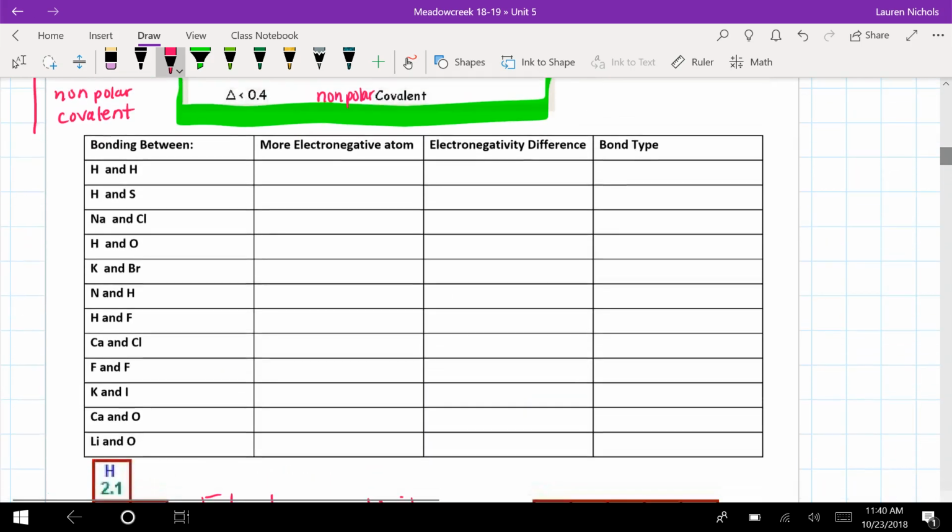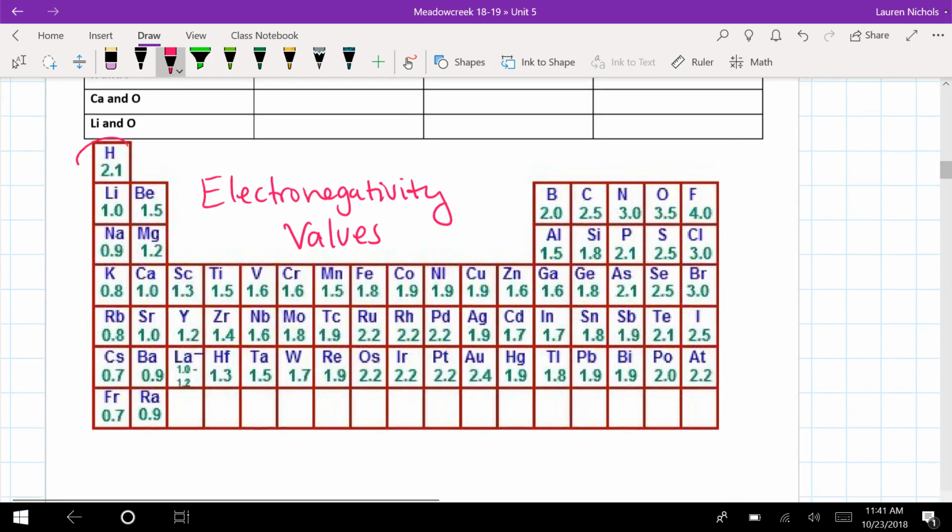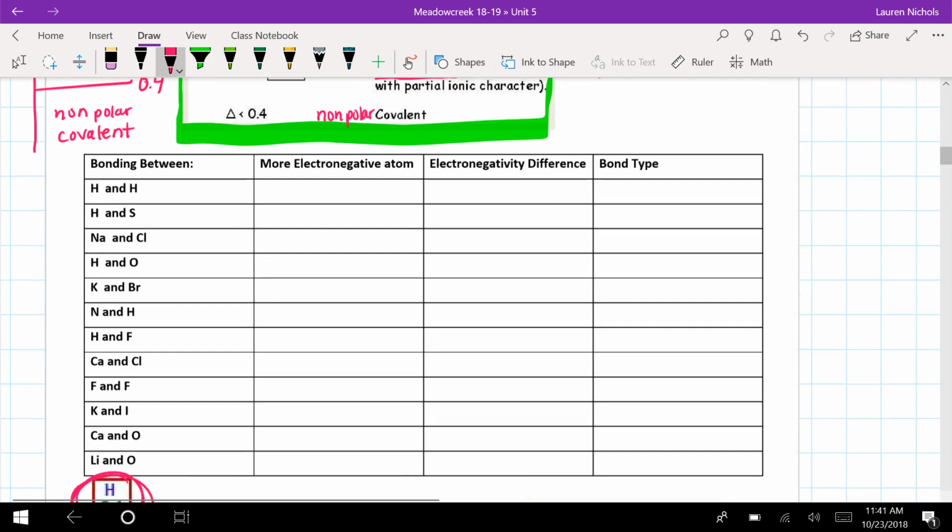So the first thing we're going to look at is this first one, H and H, hydrogen and hydrogen. So there's going to be a bond between those. And so we'd look down here, find hydrogen, right there. It has a value of 2.1. So I'm just going to write that out beside it, 2.1, 2.1. Now, which one is the more electronegative atom? Well, they're both the same, and so I'm just going to write hydrogen. Now, the electronegativity difference. You normally would start with the most electronegative atom, but since they're the same, it would just be 2.1 minus 2.1, which will give us 0.